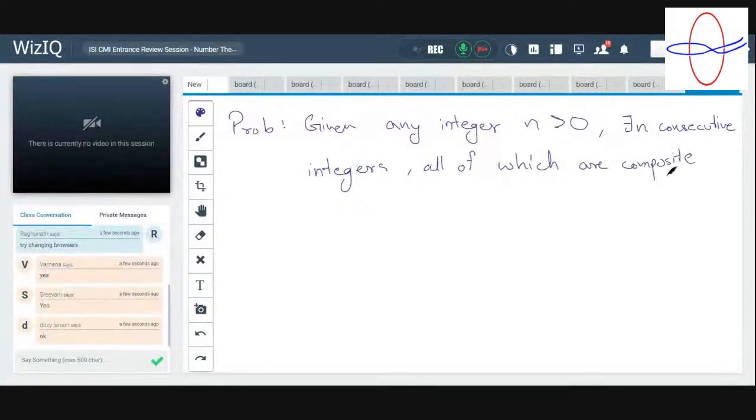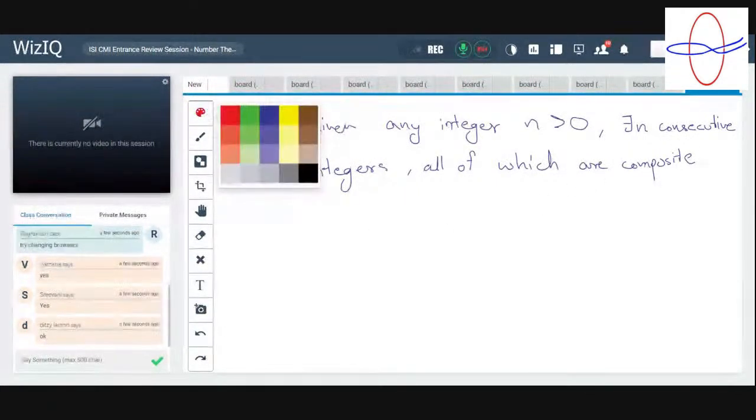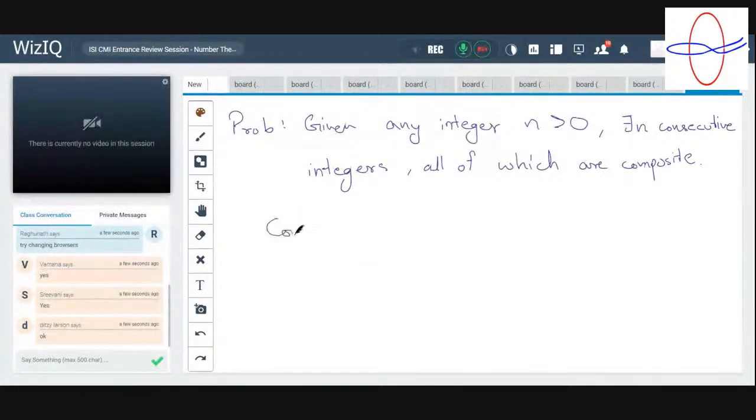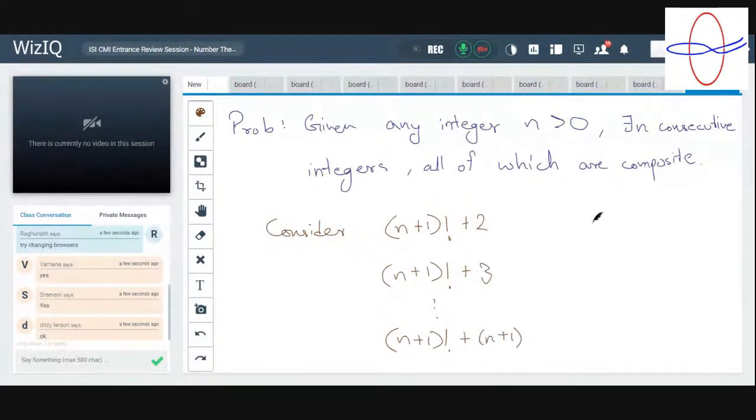And the way you prove it is that you just give a list of n numbers which satisfy this. So you consider these numbers. This is not prime because it is divisible by 2, so it is composite. This is divisible by 3 and so on. This is divisible by n plus 1 itself. And these are n numbers, so you are done. Right?